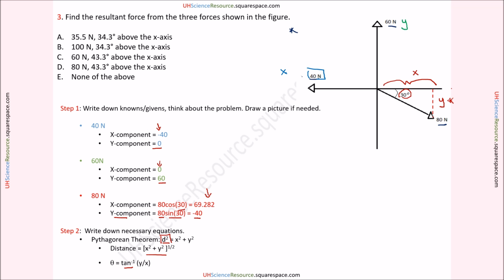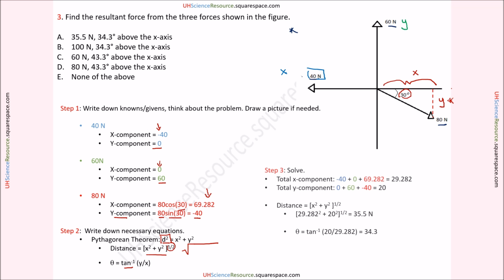And just to note, bringing something to the 1/2 power is the same thing as taking the square root of it. So just to clarify so there's no confusion. Okay, finally step 3, we're going to solve it by plugging all our values in. So let's just focus on the x component first. We're going to plug in all our x component values.